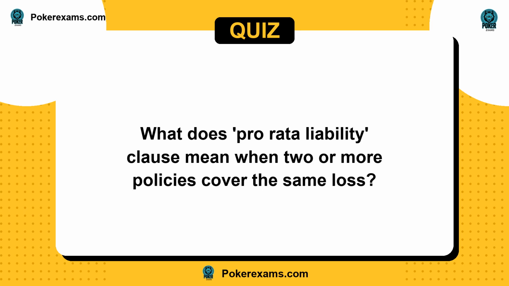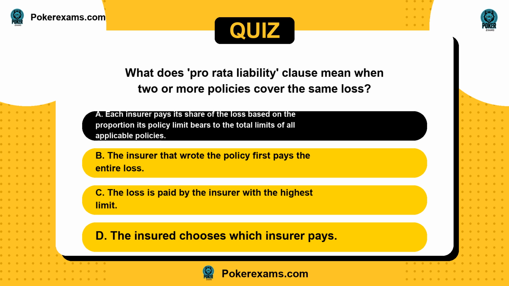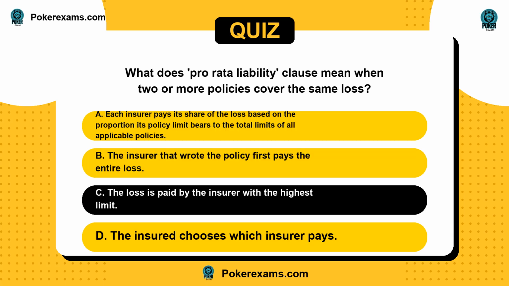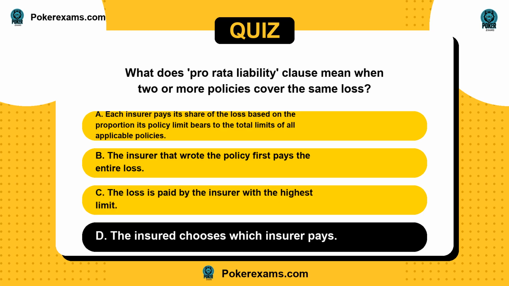Next question. What does pro rata liability clause mean when two or more policies cover the same loss? Is it A, each insurer pays its share of the loss based on the proportion its policy limit bears to the total limits of all applicable policies? Or B, the insurer that wrote the policy first pays the entire loss? C, the loss is paid by the insurer with the highest limit? Or D, the insured chooses which insurer pays?